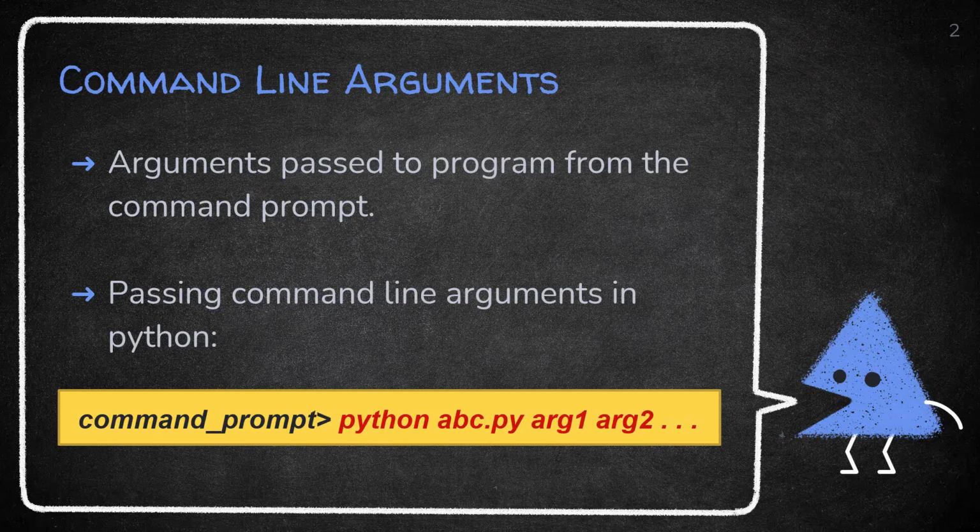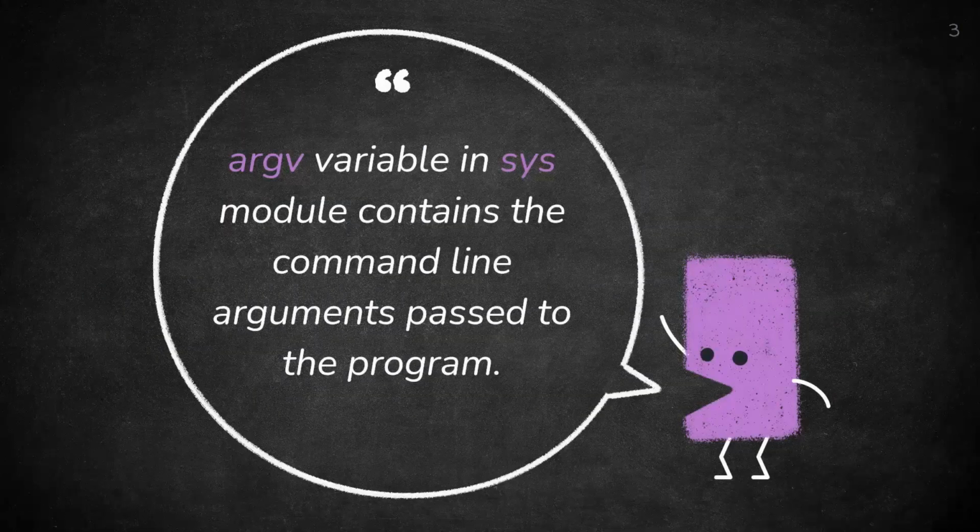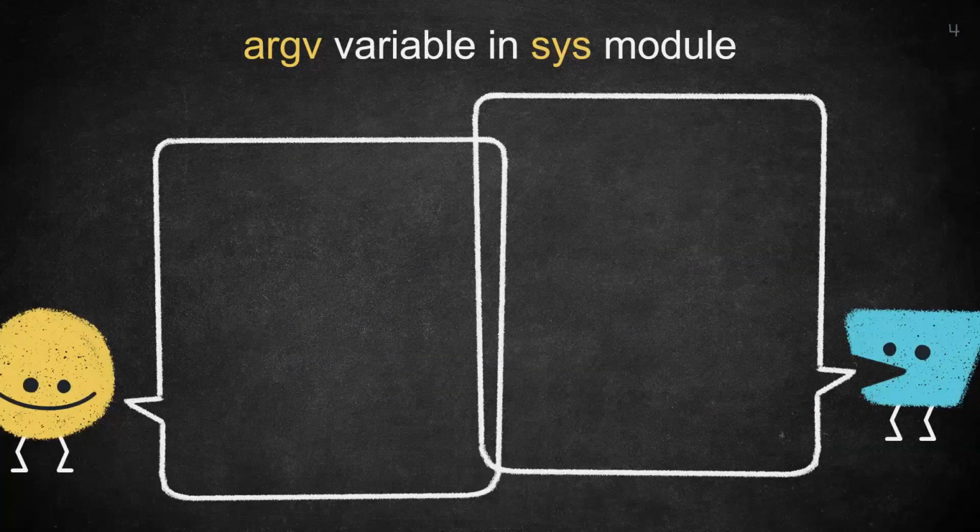Now within the Python script abc.py, we need a mechanism to access all these arguments to perform certain tasks. We know that Python has an inbuilt module sys. In that sys module we have a variable argv. That argv variable contains all the command line arguments that we pass while executing the program.